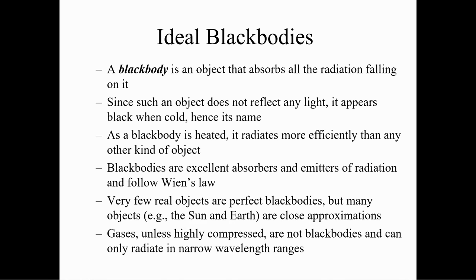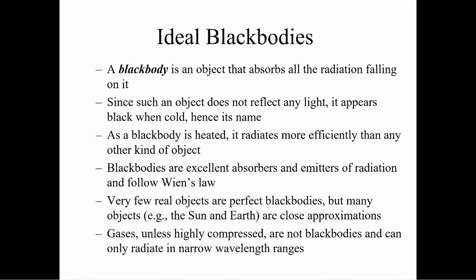All right, so black bodies, ideal black bodies. A black body is an object that absorbs all radiation falling on it, the whole spectrum, visible. It absorbs X-rays, ultraviolet rays, infrared rays, radio. It absorbs all of these, okay? And since an object does not reflect any light, it appears black when it's cold.